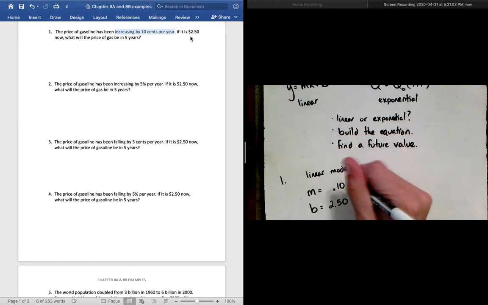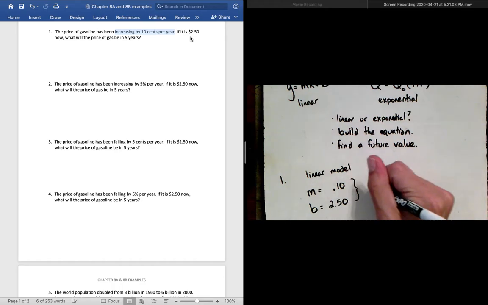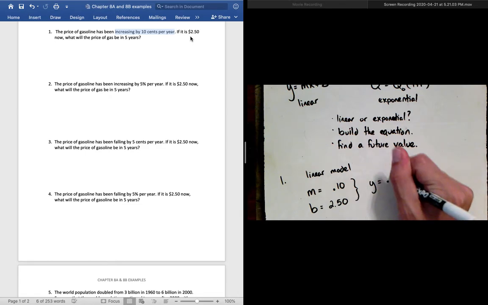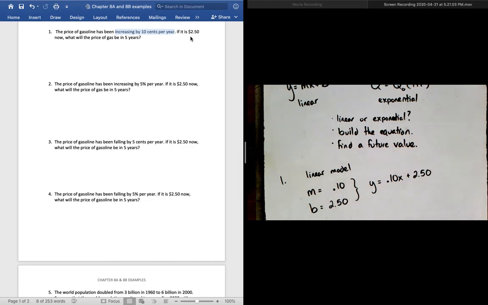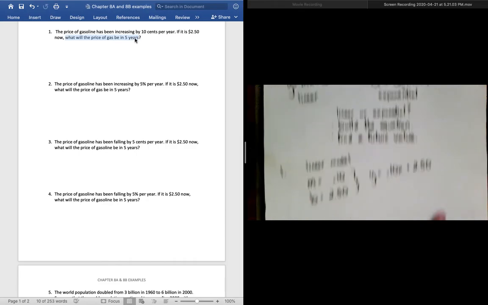With those two pieces of information, we can build the linear model. Y equals 0.10x plus 250. It's also very important for you to keep in mind what unit x is being measured in. So it's telling us here that the increase happens per year. So our time we should be thinking about in terms of years also. Just to verify, it does tell us what will the price of gas be in 5 years. And so in this case, our x value is going to be 5.